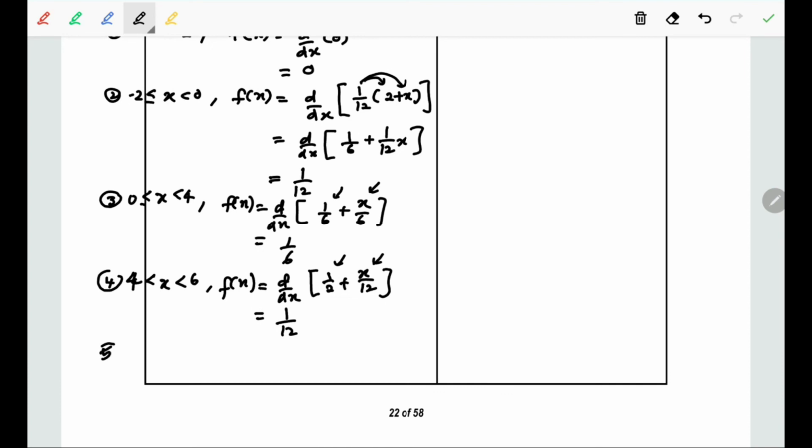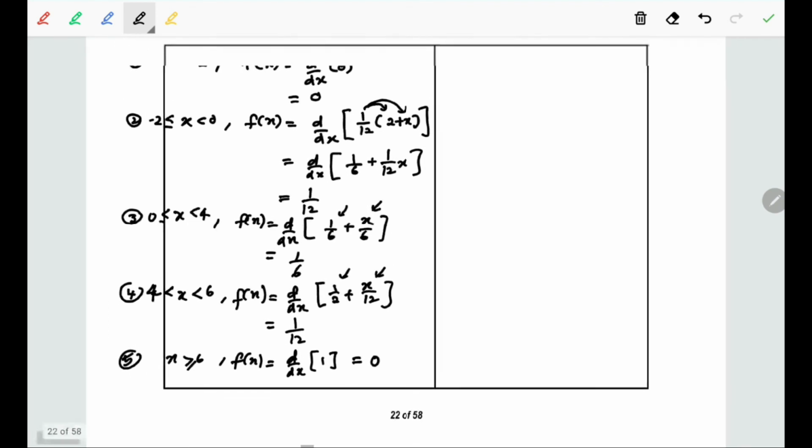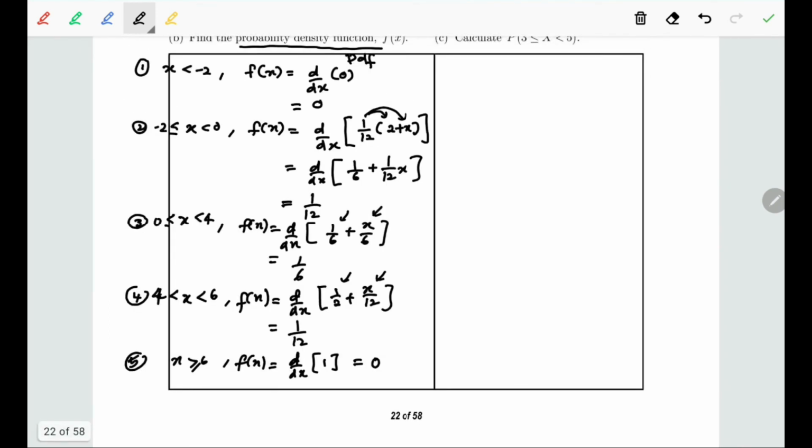Lastly, for x greater or equal than 6, the f(x) is the differentiation of 1, which is 0. So we have done the differentiation for all the functions, and for the final answer we have to sum up all the functions that we have found out in a piecewise form. The final answer should be rewritten in this form.